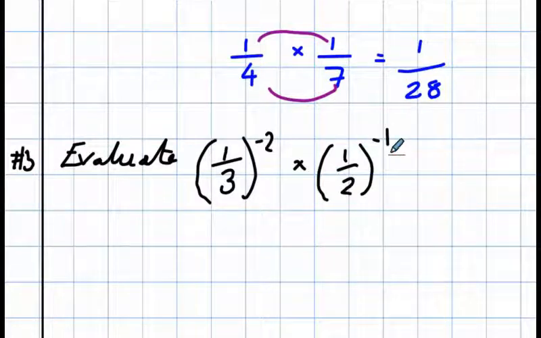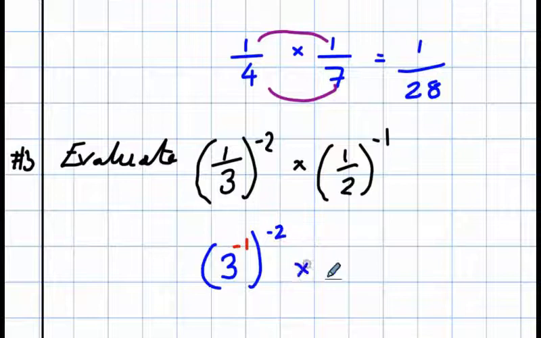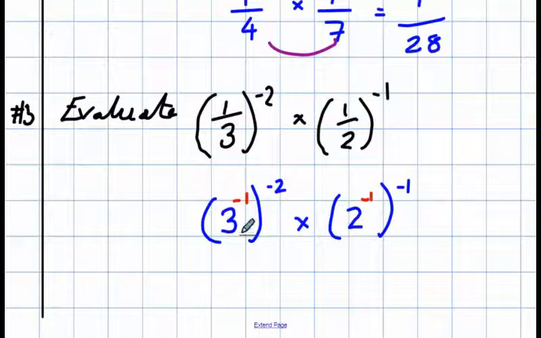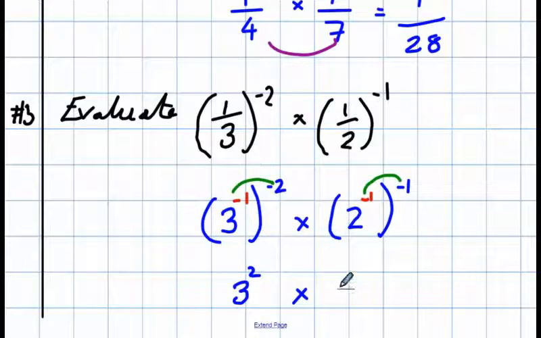Well, the best bet is always, when you've got 1 over, to rewrite it as the whole number to the minus 1. So I'm going to rewrite that as 3 to the minus 1. At the moment, I'm doing exactly the same as if I was simplifying it. And 1 over 2 is 2 to the minus 1. This one turns out interesting. Now, remember, when you've got a bracket raised to a power, you multiply them. Minus 1 times minus 2 is plus 2. Minus 1 times minus 1 is plus 1.